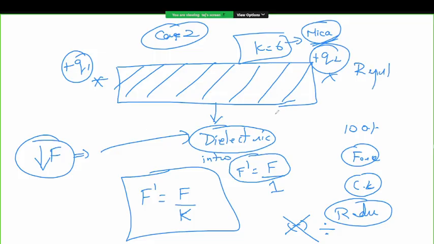Why? Dielectric was there. By chance, if the dielectric was air, it will be the same. Why? Because the value of K is equal to 1 for air. This is how things work. So in your books, write down: introducing a dielectric will always reduce the original force. This is how we represent it in terms of formula.